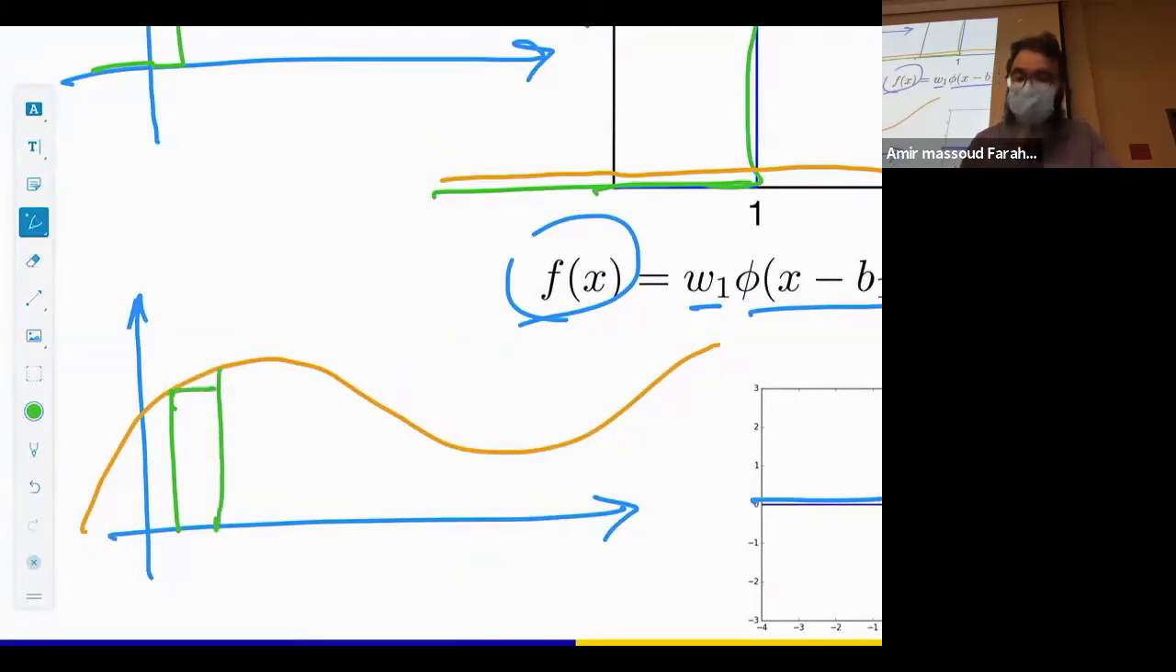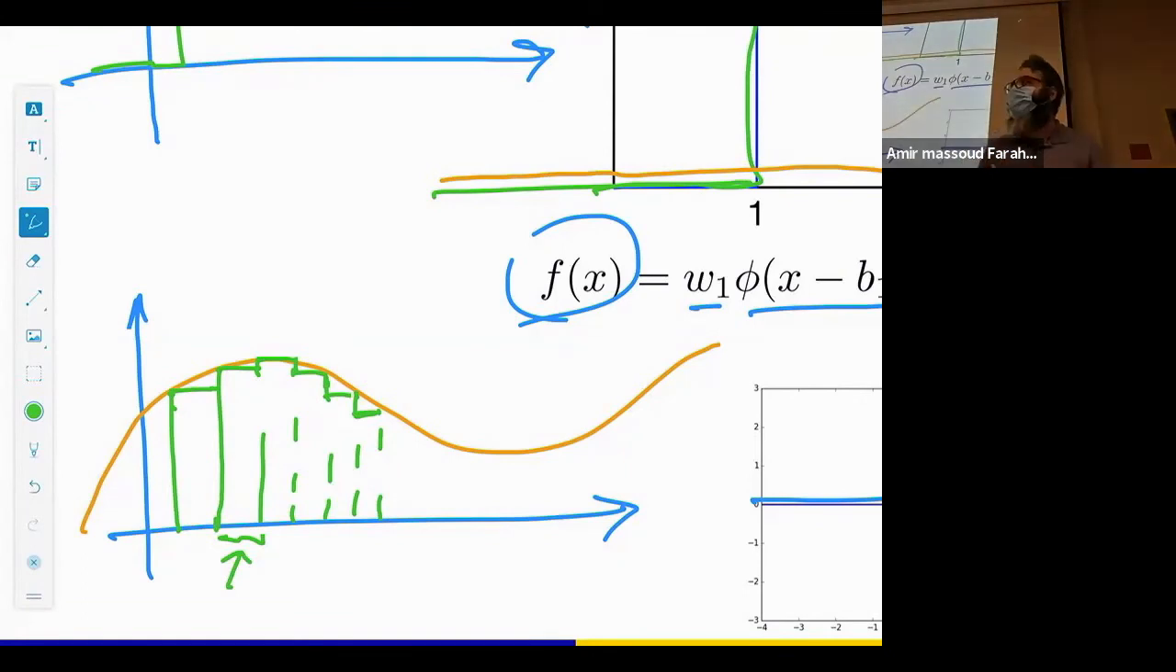So I can approximate it this way, and then maybe approximate it this way, and this way. And you see that as I make these intervals smaller and smaller, I can approximate that function better and better. So with arbitrary precision, I can always find some structure here, some placement.